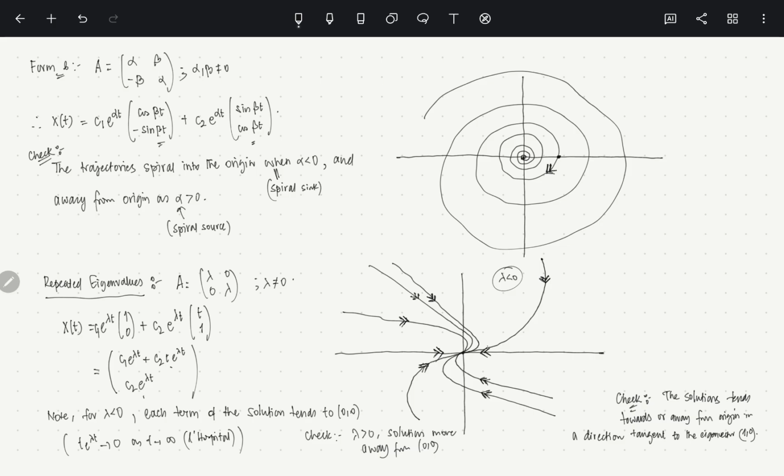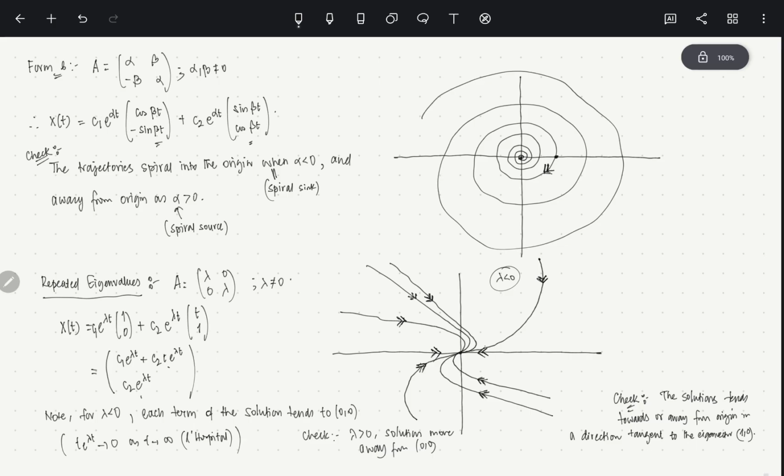Okay, so what happens is, if you have a matrix which is invertible, 0, 0 is the only equilibrium point, and then you just draw everything around 0, 0. You understand? We just want to look at what is happening around 0, 0.